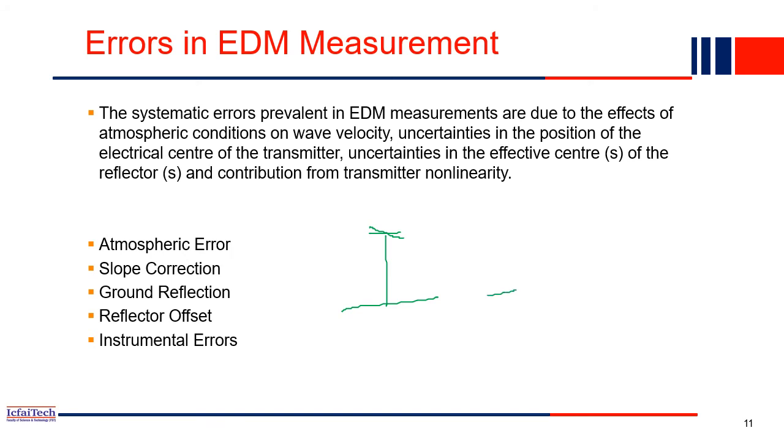So you have the reflector here, so the reflector will also be a little bit tilted. In that case, instead of measuring the horizontal distance, you are basically measuring the slope distance, right? So this is also an error, slope correction, which you have to do.